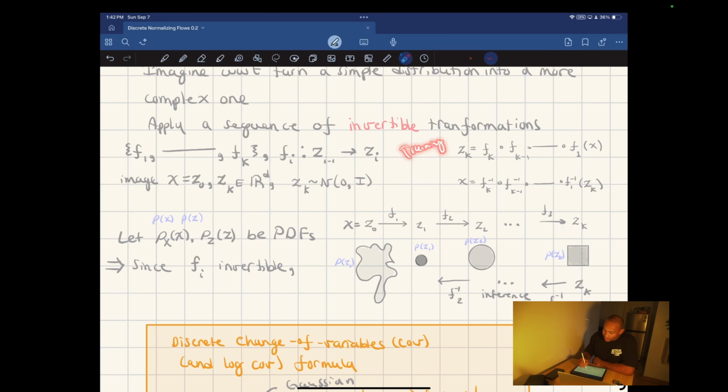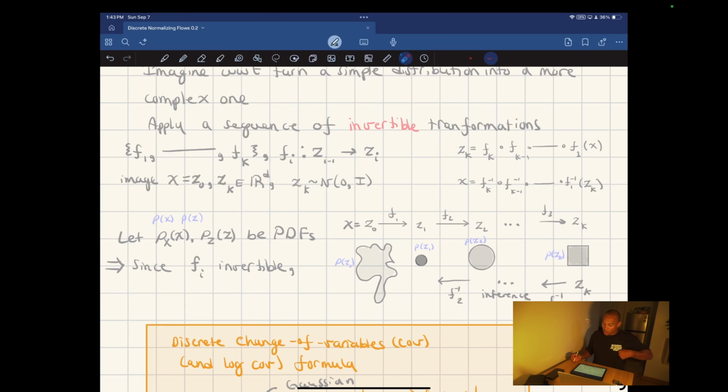This is the forward pass. And then this is inference down here, where this is why the maps have to be invertible, because we simply apply the composition of the inverses to z, and we get an image.